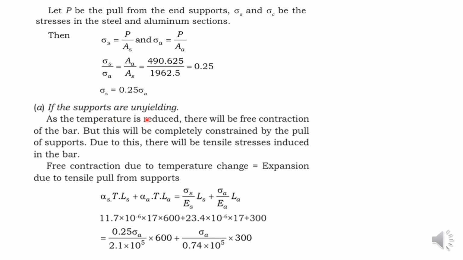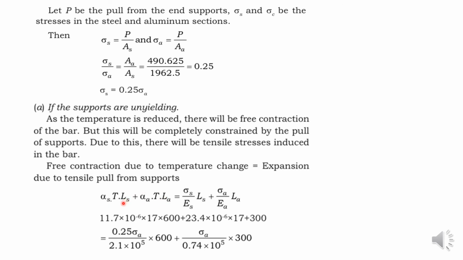Now we have two cases. First, if the supports are unyielding, that means the free contraction due to temperature change will be equal to the expansion due to tensile pull from the supports. Here you can see alpha delta T into L for steel, and also alpha delta T into L for aluminum. That is, the total expansion or contraction due to temperature change will be equal to the total expansion due to pull from the supports. Here the temperature decreases, so contraction will be developed.